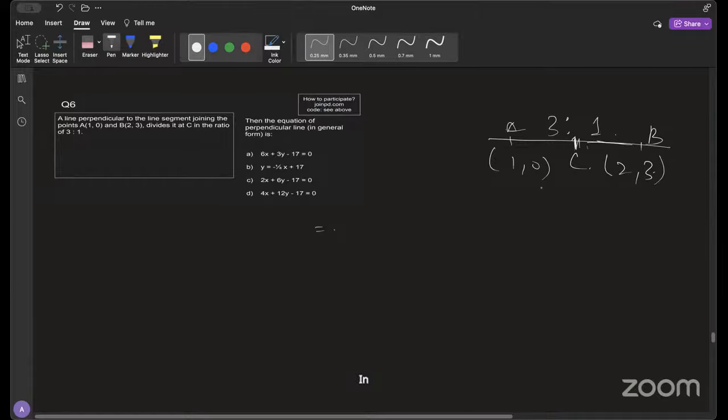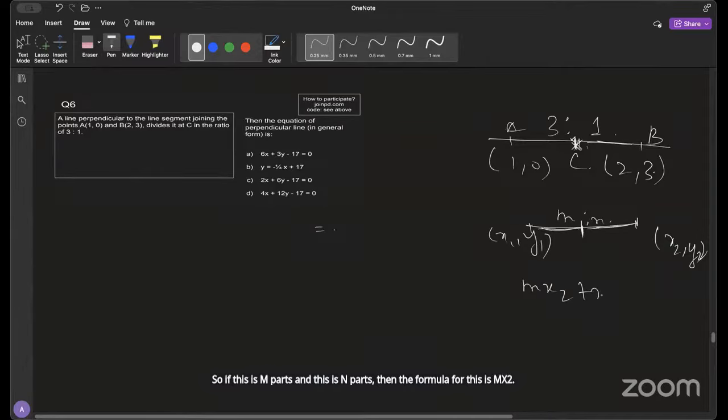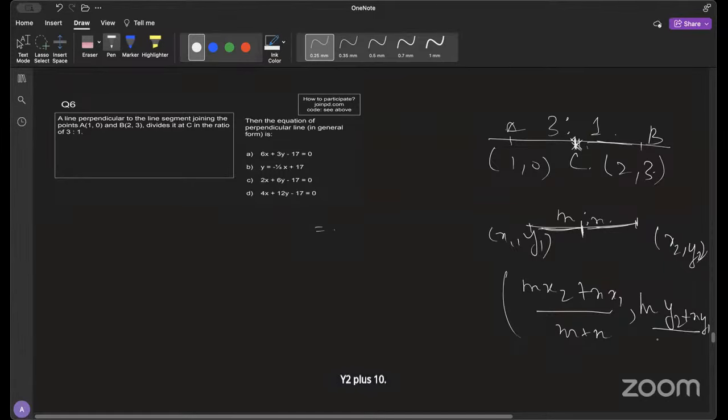In total, 4 parts. So to find this point, the formula is, if a point divides a line segment x1, y1, x2, y2 into 2 segments, so if this is m parts and this is n parts, then the formula for this is mx2 plus nx1 by m plus n for the x coordinate, and for the y coordinate you have my2 plus ny1 by m plus n.